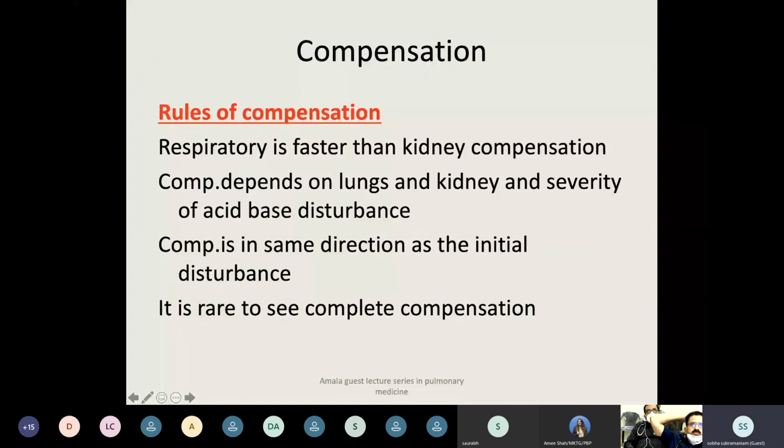Now, rules of compensation. Here also, the lung overtakes the kidney. Respiratory is faster. It takes only a few hours, whereas kidneys take days to a week at the most. Compensation always depends on how good your lungs and kidneys are and the severity of the acid-base disturbance. And I have already discussed that compensation is always in the same direction as the initial disturbance, and it may be rare to see complete compensation.